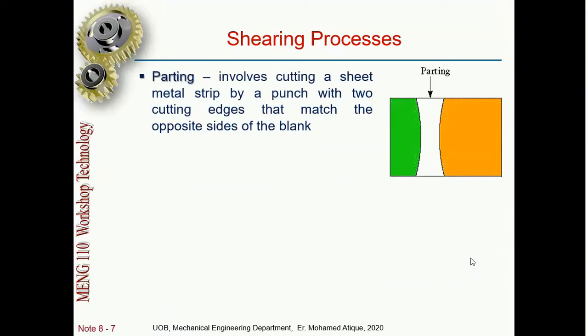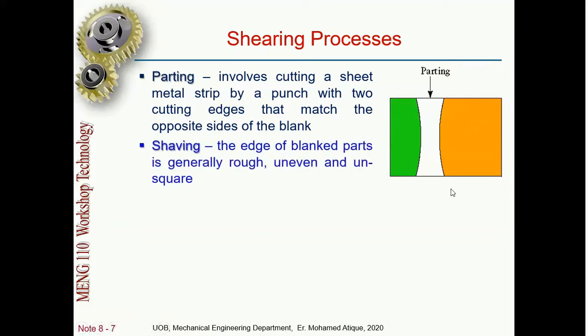Now parting off means cutting off from the corner. Okay. If a long sheet is there, if you want to cut some part and remove it, we will use parting. See, it involves cutting sheet metal by a punch with 2 cutting edges that matches the opposite side of the blank. So the in-between part will be parted off. We will cut the part from between.